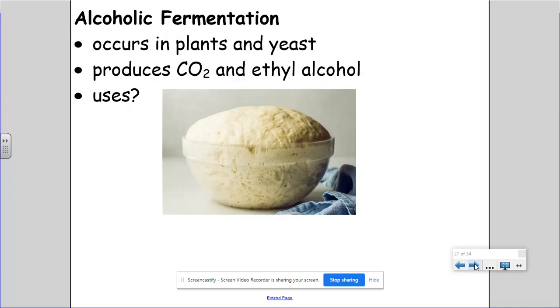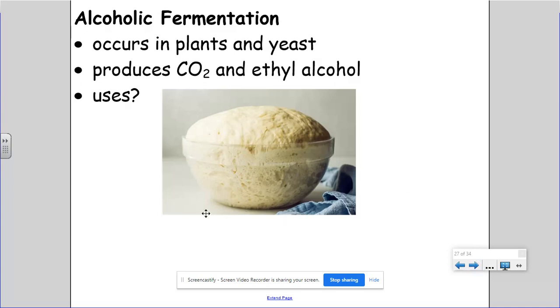Alcoholic fermentation occurs in plants and yeast. It's going to make carbon dioxide gas and ethyl alcohol. We use this to make fermented products like beer and wine. This is also how you can make bread. So if you've ever mixed some water and yeast together and seen it bubble, that's fermentation. Those bubbles are carbon dioxide.